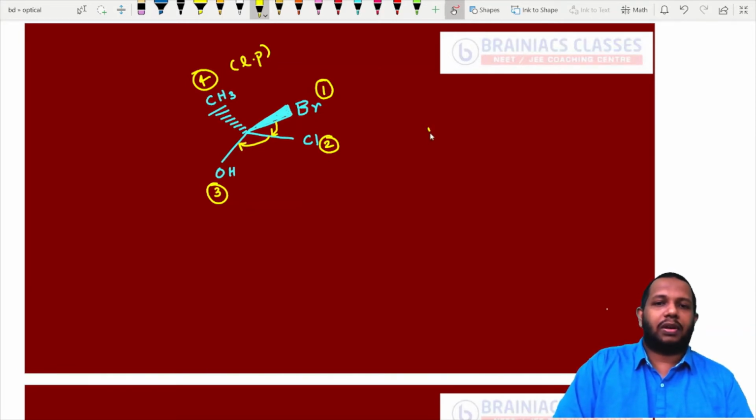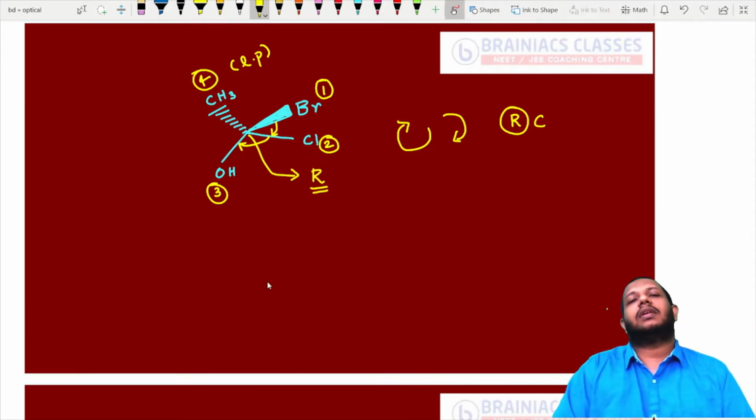So how is it rotating? It is rotating like this. This rotation we can say is clockwise rotation. Clockwise means what should come? R. So that means the configuration of this carbon is R. Clear? I hope it is clear for you.